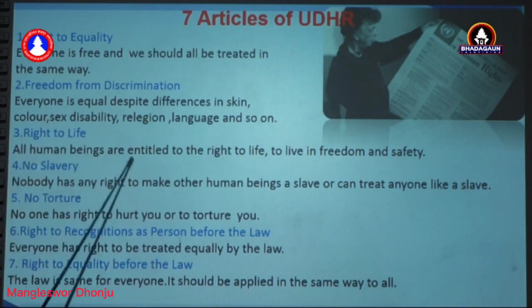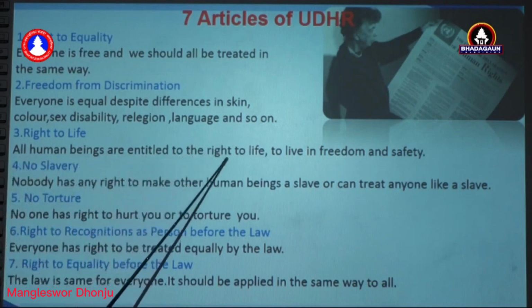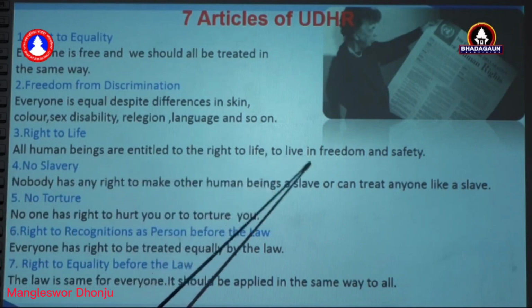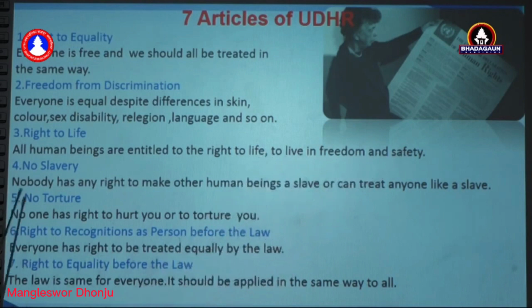All human beings are entitled to the right to life, to live in freedom and safety. No slavery, dasata. Nobody has any right to make other human beings a slave or can treat anyone like a slave. No torture, yatana. No one has right to hurt you or to torture you.